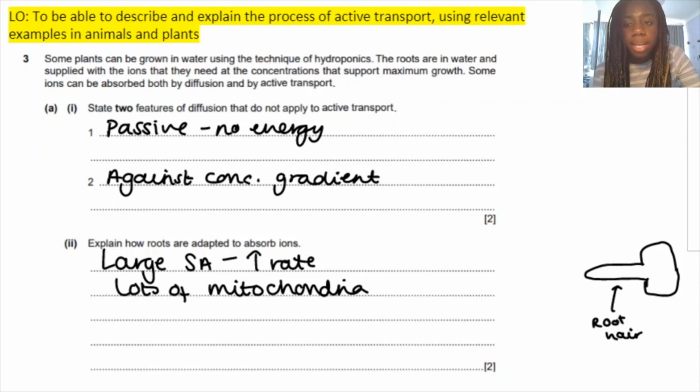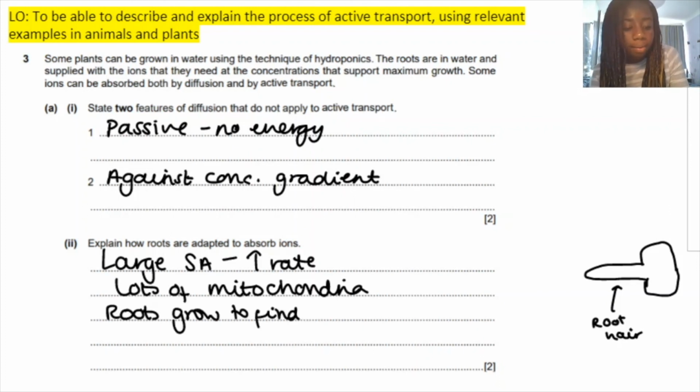Some more adaptations we could put down that we haven't previously mentioned are that the roots are growing continually to find new sources of ions. So roots grow to find new sources. And also the roots tend to branch out. So if you look at a tree trunk, for example, you can see the roots of the tree branching out quite far away from the actual base of the tree. And this is where the roots are growing in order to find new sources of ions and water.